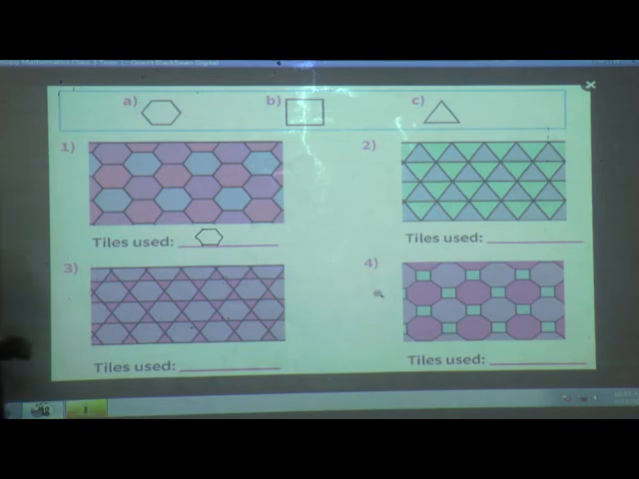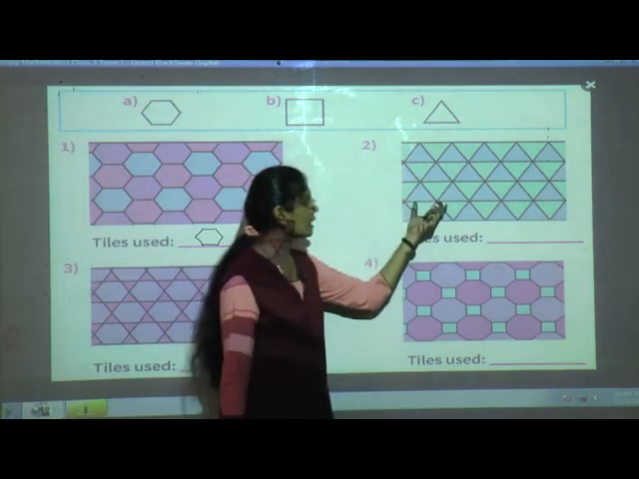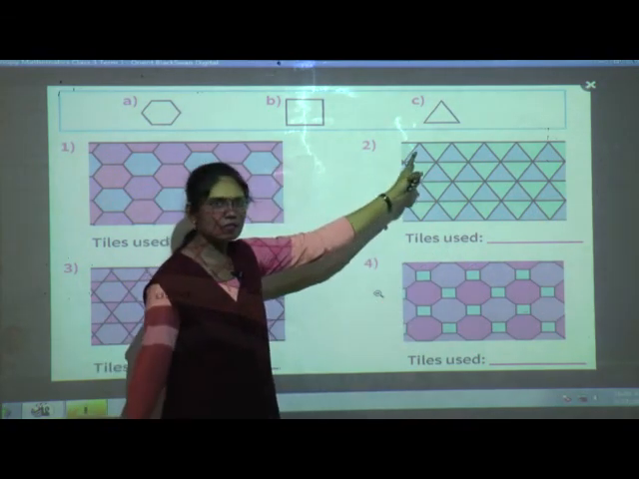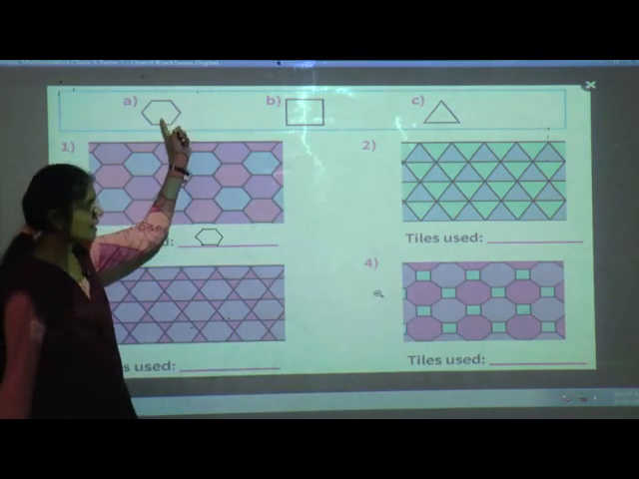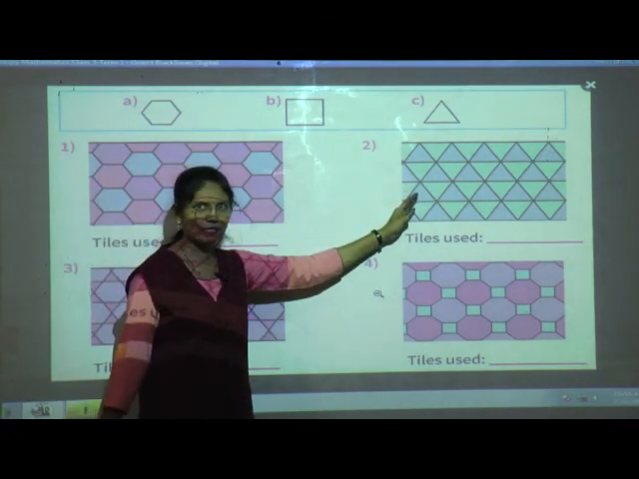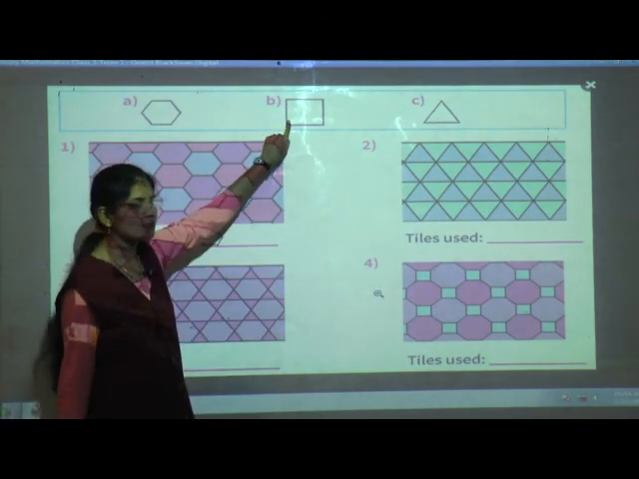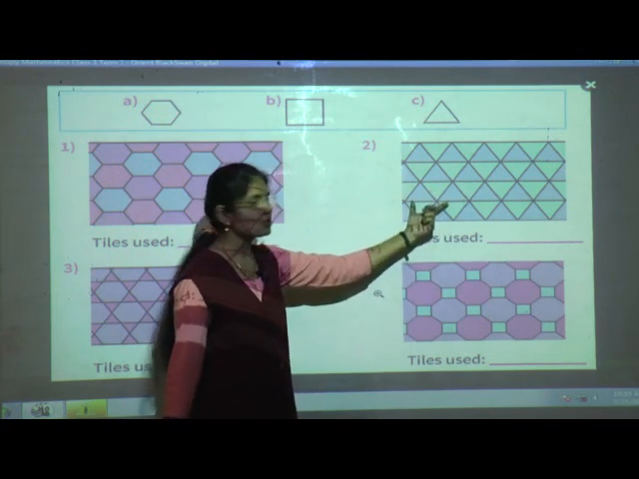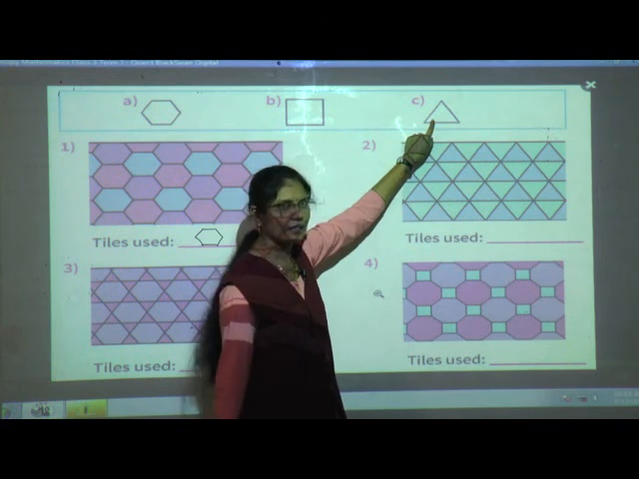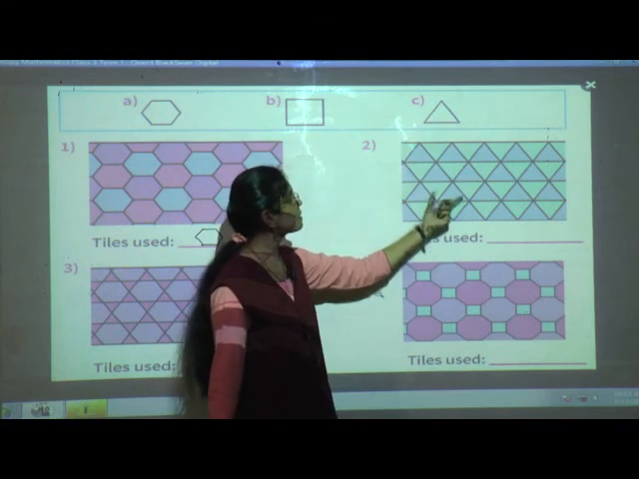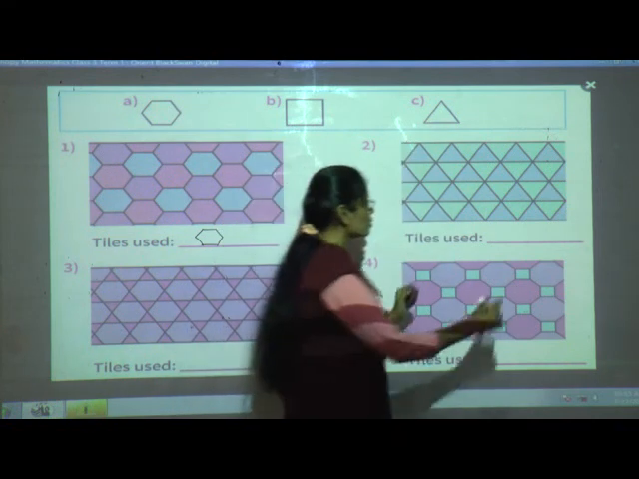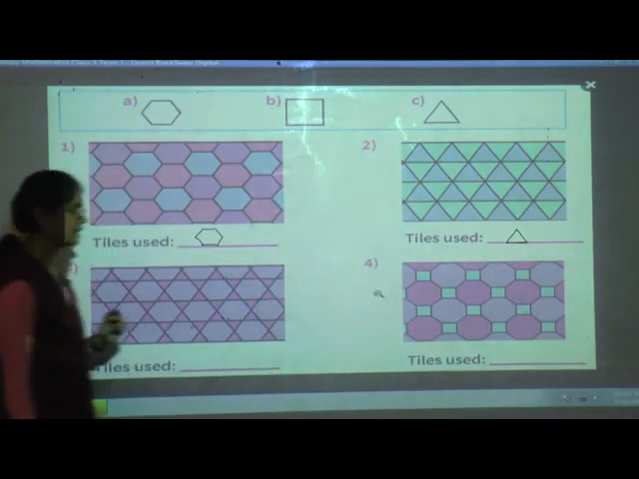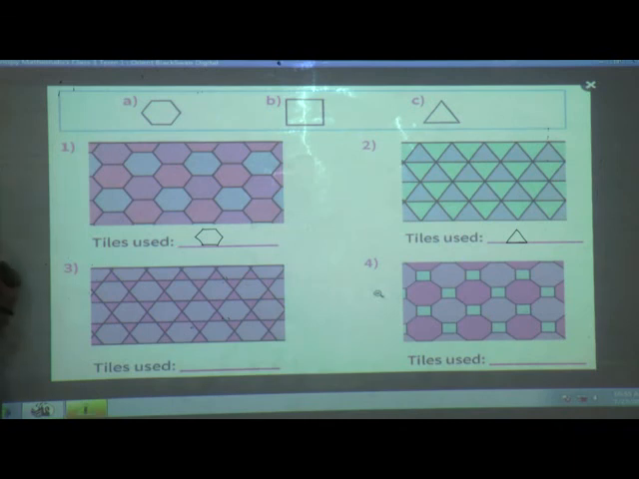Okay. Now the second one, see carefully. Tiles used. Which tile is used from this box? See, can you see the hexagon here? No, hexagon is not there. Now see, this is a square. Can you see square here? Square is also not there. Then which shape is there? Only triangle is there. This tiling is made by only triangle. So we will draw here only triangle.